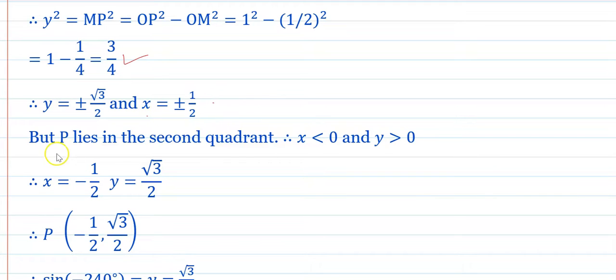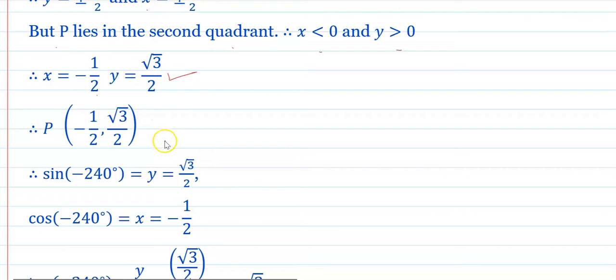But the given point lies in the second quadrant. X is negative, y is positive. And hence x is equal to minus 1 upon 2, y is equal to root 3 by 2. Now these are the coordinates of the point P.